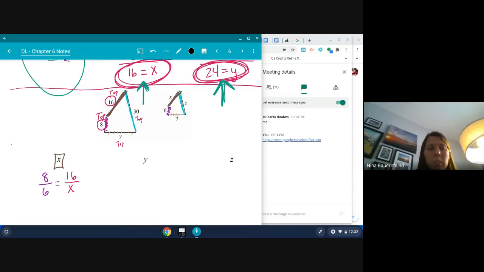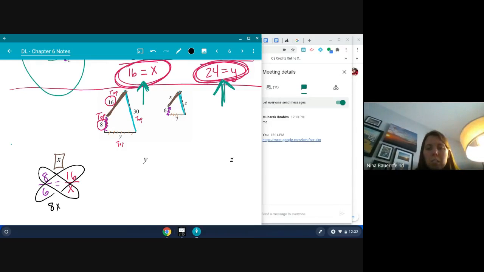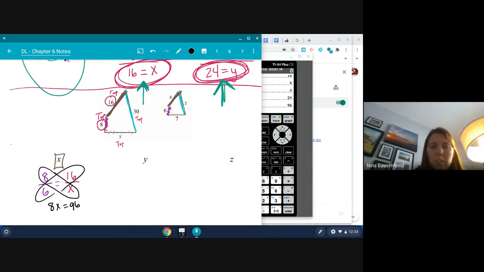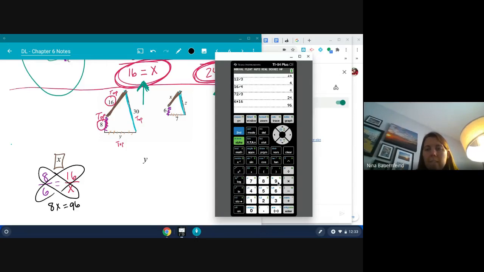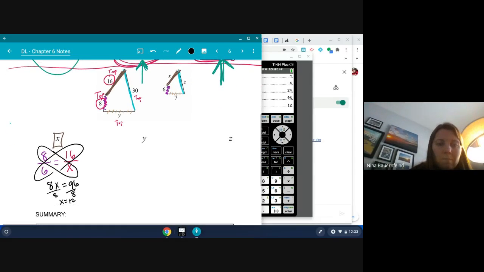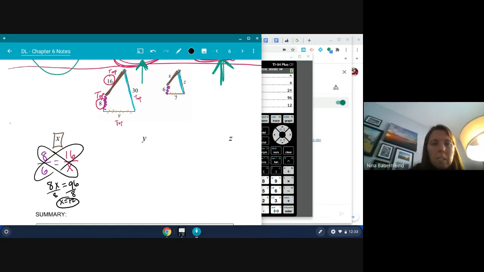Ignore me. I'm wrong. Okay, so once we got that set up, we're going to cross multiply. 8 times x is 8x. 6 times 16 is 96. Divided by 8, x is 12. What you might notice is 8 times 2 is 16, so 6 times 2 is 12. There's relationships within the images as well.